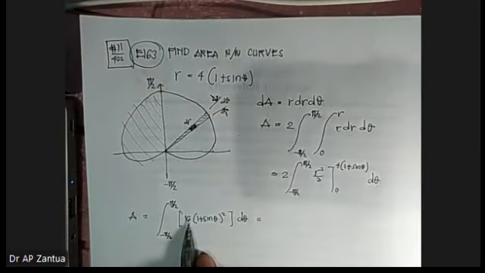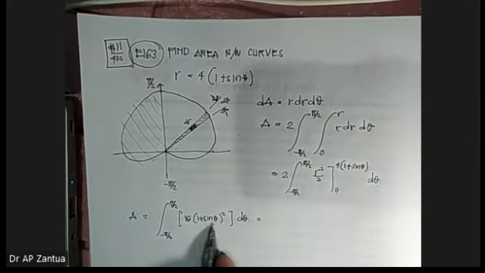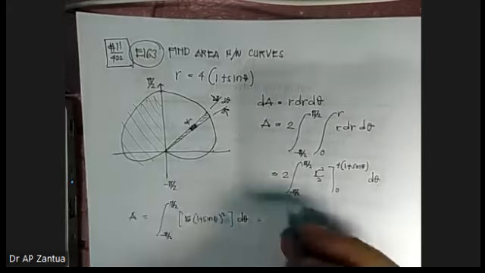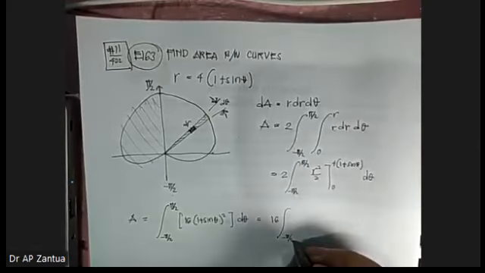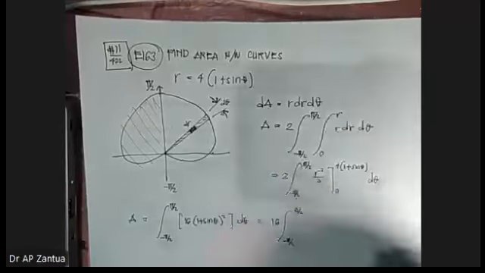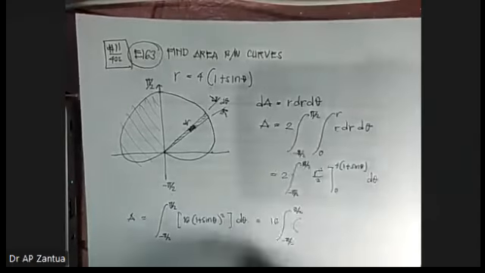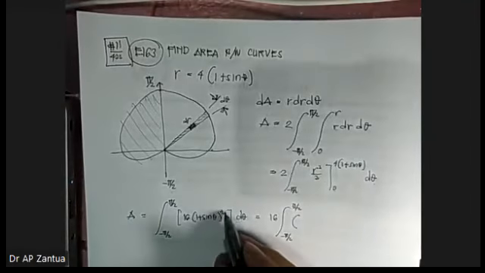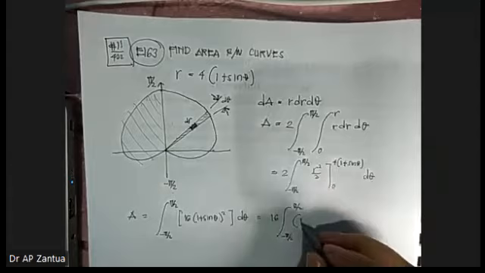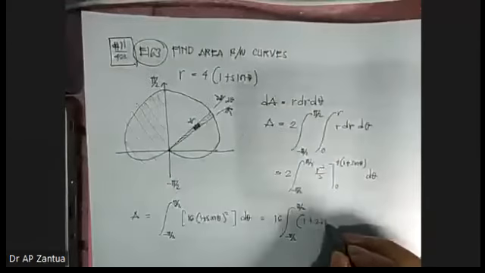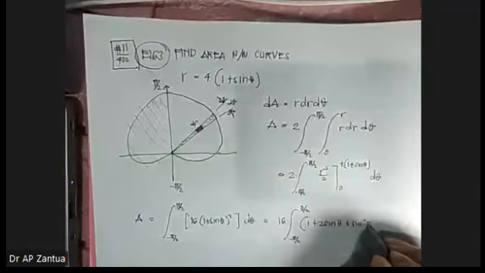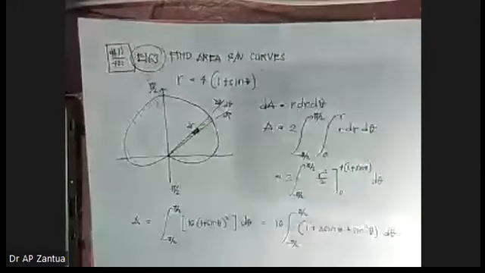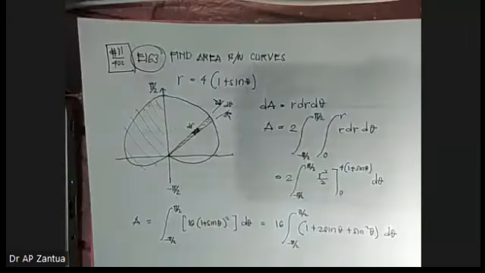Now, let us expand. Put the constant outside of the integration, then expand the function. So 16, negative pi over 2, pi over 2. If you expand this squared, that is 1 plus 2 sine theta plus sine squared theta, d theta. Okay?